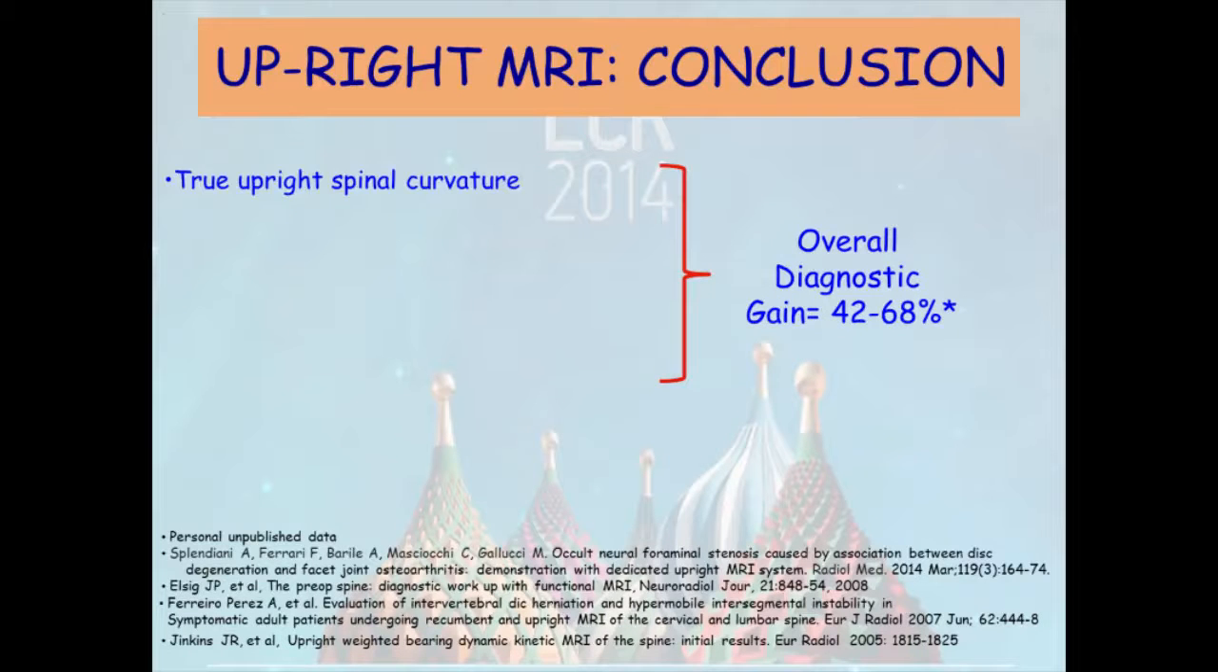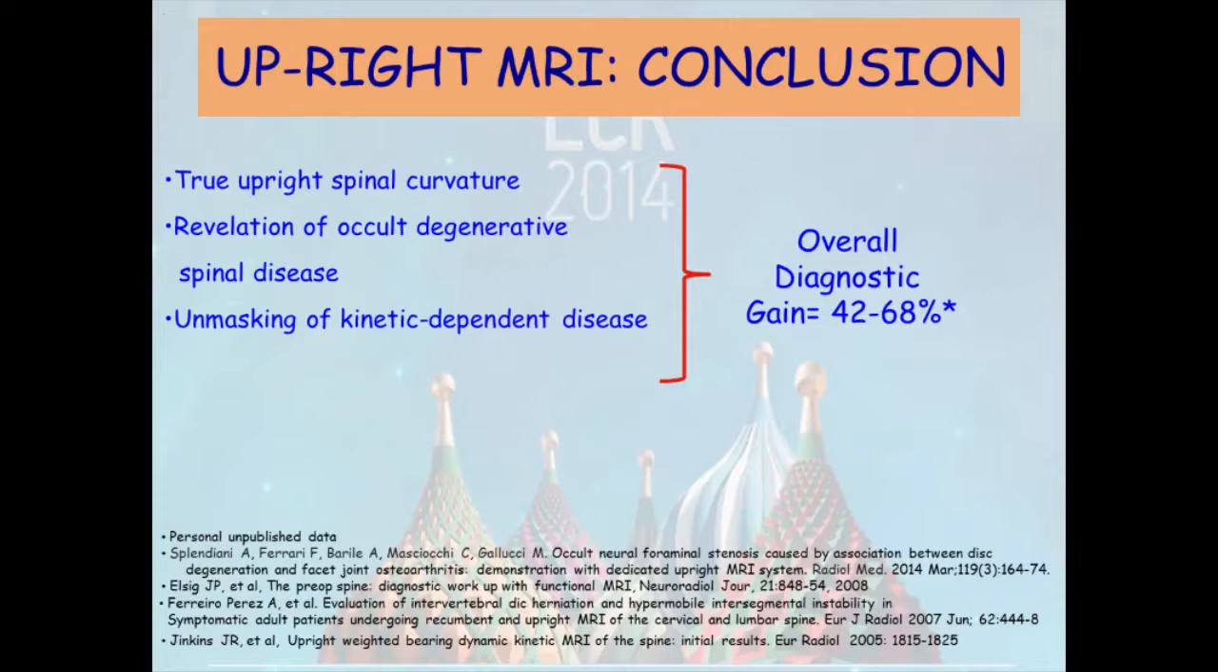To conclude, our experience in 10 years stated that the overall diagnostic gain in patients suffering from low back pain or sciatica is ranging from 40 to 70% of the cases. Because we can study the conditions of the spinal curvature under stress, we can reveal occult degenerative spinal disease, we can unmask kinetic dependent diseases, we can even use the MRI in provocative condition by placing the patient in the painful condition and trying to better understand what's happening in the spine.